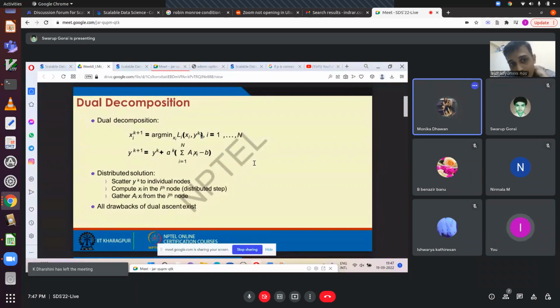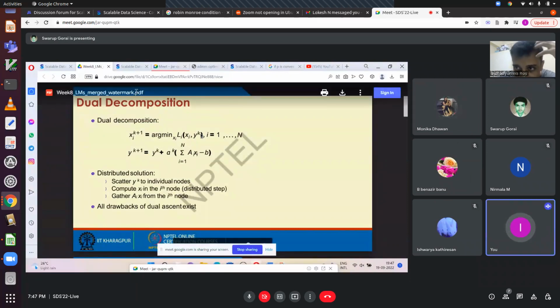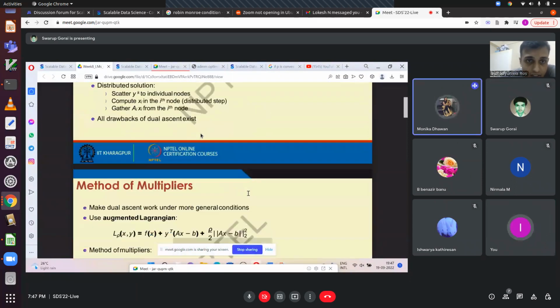So you got the idea. Dual ascent is simple. I think that's the basic gradient descent, and this is just distributed.